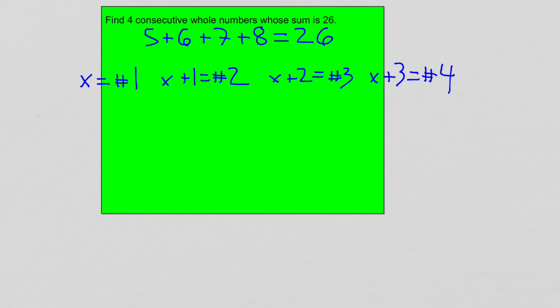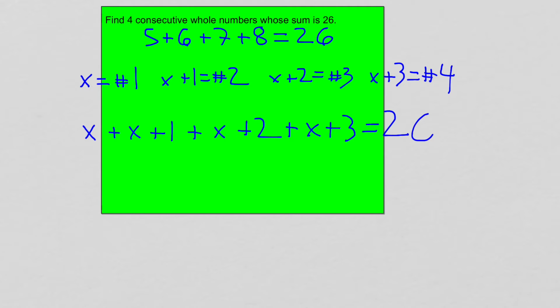Now, what we also learned is that when you add these numbers up, you get 26. So let's take these unknown numbers we created, x plus x plus 1 plus x plus 2 plus x plus 3, adding them up, they equal 26. And then we can simplify this math equation further because it's pretty complicated. But when we simplify it, it should look like something we've seen before.